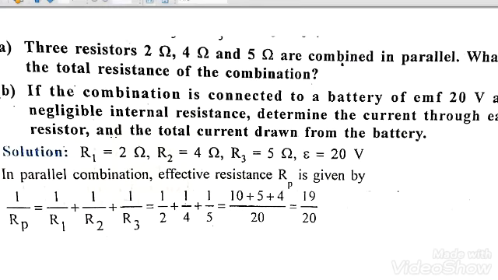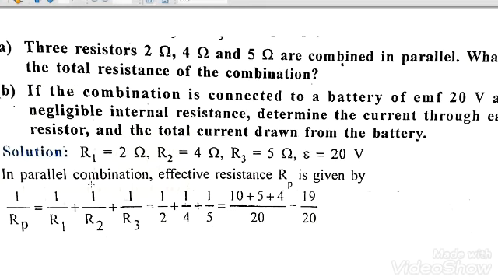Let us take the resistor R1 as 2 ohm, R2 as 4 ohm and R3 as 5 ohm. And coming to the B question, if the combination is connected to a battery of EMF 20 volts, that is E is also given, that is found to be 20 volts, and negligible internal resistance, determine the current through each resistor and the total current drawn from the battery. Here also we are neglecting an internal resistance.